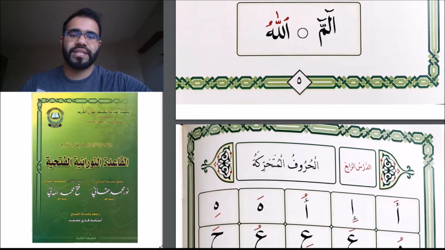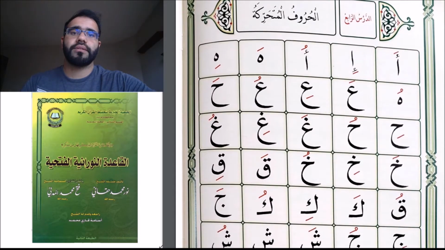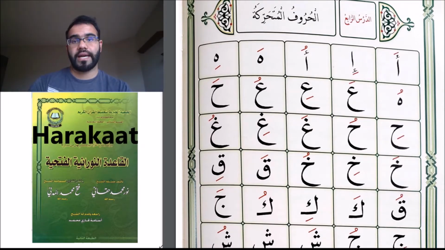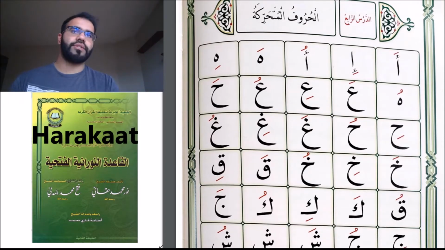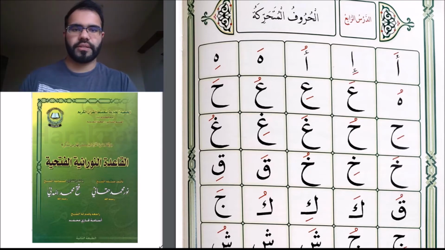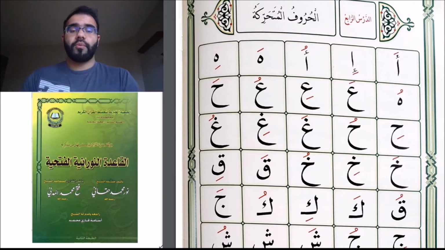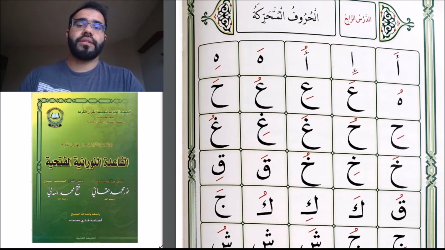This is page number 6. This is where we learn about something we call the harakat. The harakats are basically just the vowel sounds in the Arabic language. If you pay attention now to the screen, you'll notice that here are the Arabic letters. Hopefully you've been pretty familiar with them by this point. What I want us to do now is pay attention to these little symbols here.